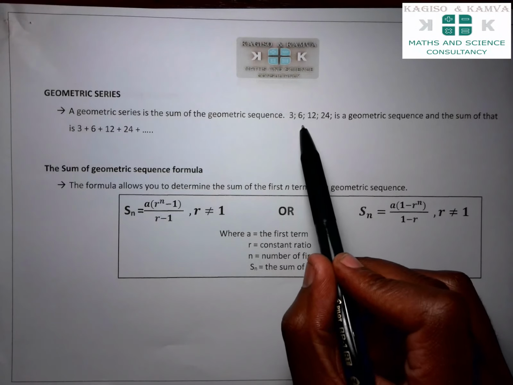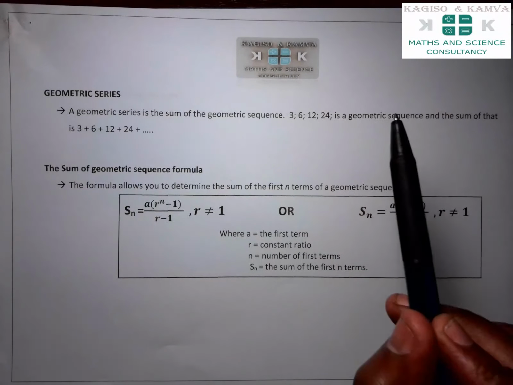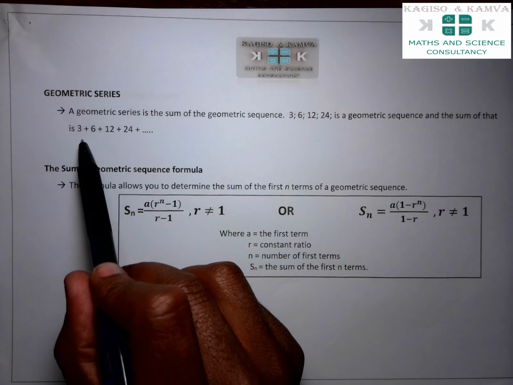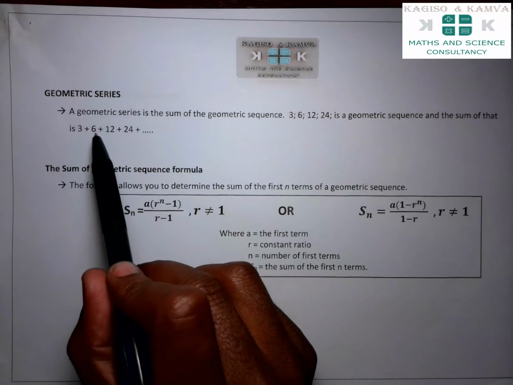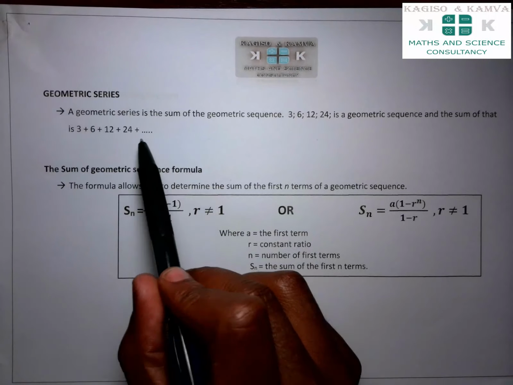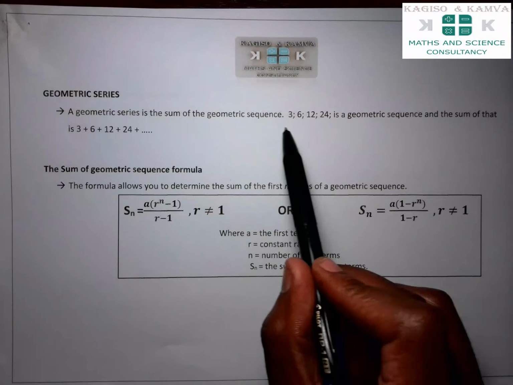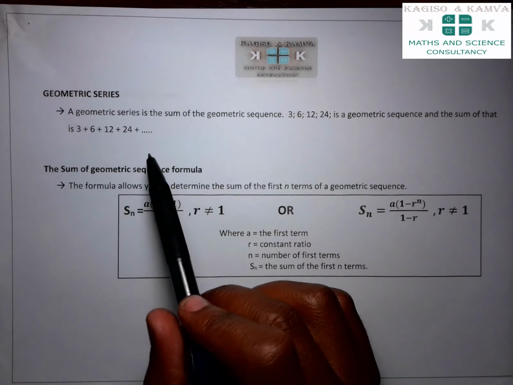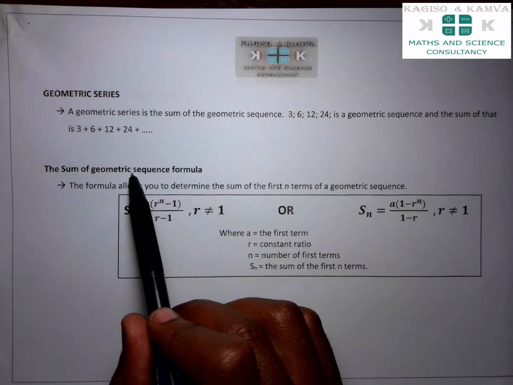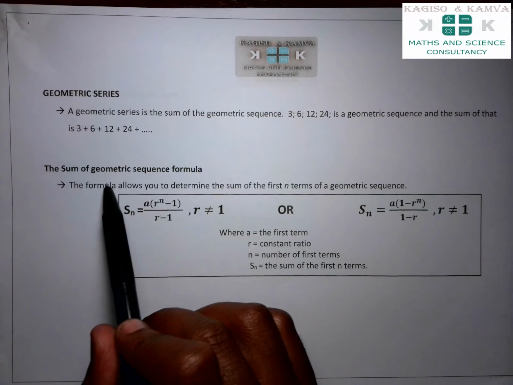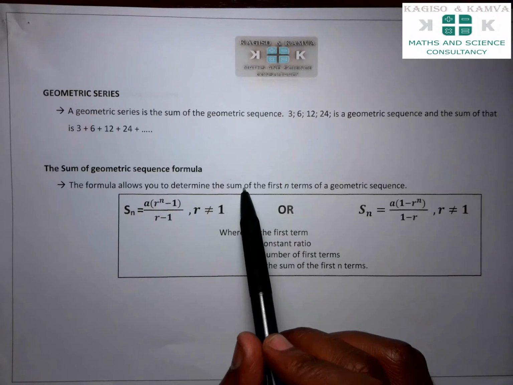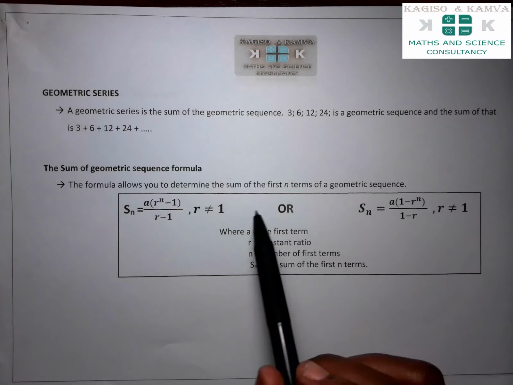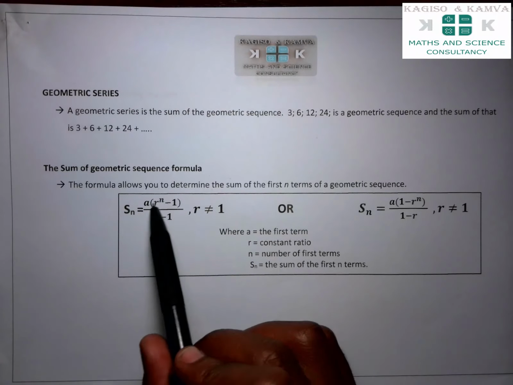Let's say the sequence 3, 6, 12, 24 is a geometric sequence, and the sum of that will be 3 plus 6 plus 12 plus 24, etc. When you add the terms of a sequence, you get a series. Now the sum of a geometric sequence formula allows you to determine the sum of the first n terms of a geometric sequence. This is the formula that we're going to use.